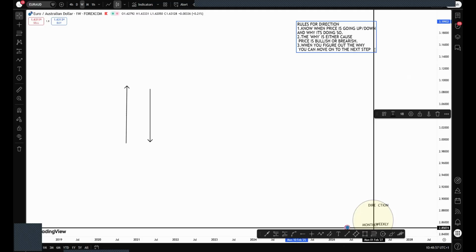So now we have a rule of direction. When the price is going up and down, and why it's doing so. And the why is either because price is bullish or bearish. When you figure out the why, you can now move on to the next step. Notice I've not said when it's a bearish trend or bullish trend, because I know.